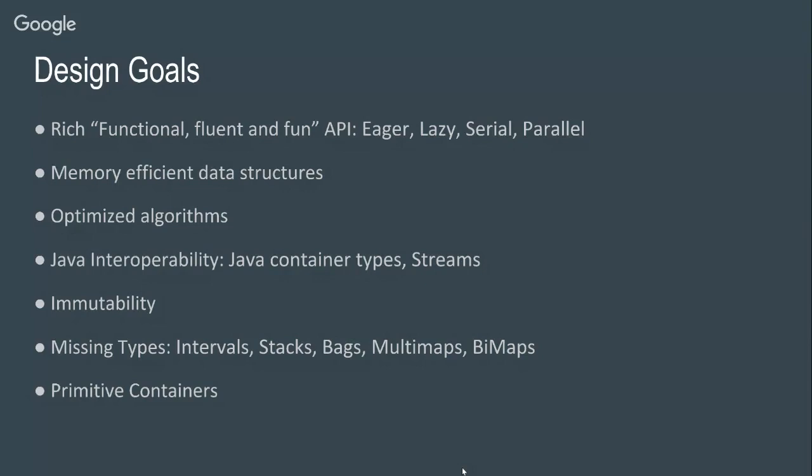Also, we have bags and multimaps. I have recently published blogs that compare what a bag is and what a multimap is, and we will see that in live coding shortly. We also have a bidirectional map, or a bimap. And last but not least is the primitive containers.